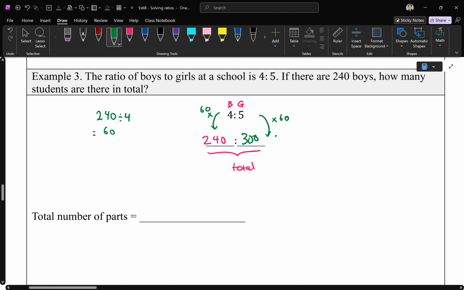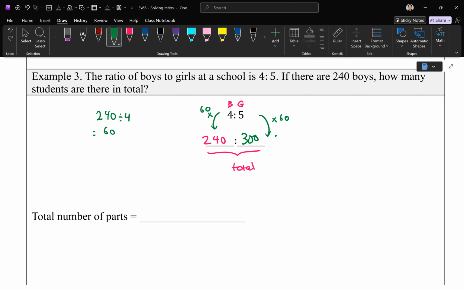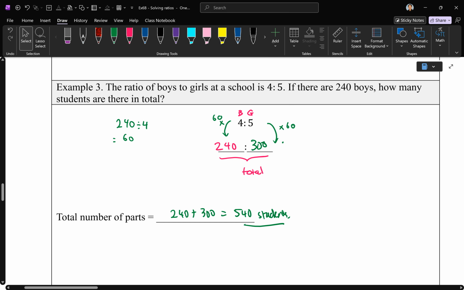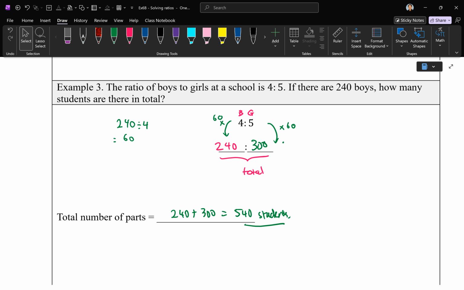So now that you know there should be 300 girls, 240 boys. So how many students are there in total at this school? Good. 240 plus 300 gives you 540 students at this school. So at the bare minimum for exercise 6B, there's a bit of problem solving here that combines 6A knowing your ratios, how to simplify them. 6B was how to divide. So if you've got a certain amount, how do you divide it in the ratio?